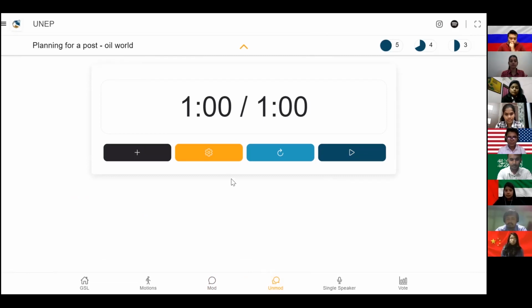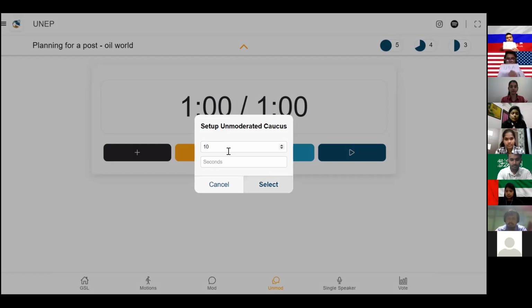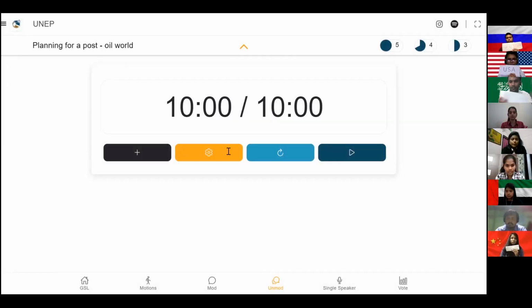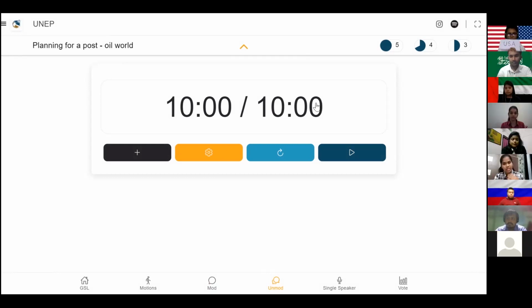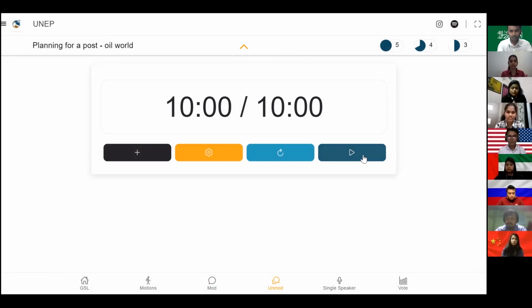The delegate of UAE would like to raise a motion to suspend the formal debate and go for an unmoderated caucus of duration 10 minutes. Delegates in favor? Thank you, delegates. The motion passes and you are now in unmoderated caucus and can use this opportunity for discussing further points or make your working papers.